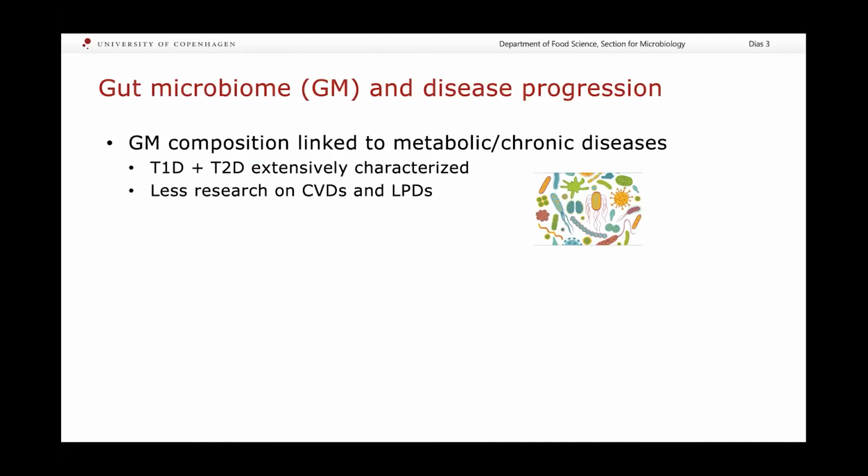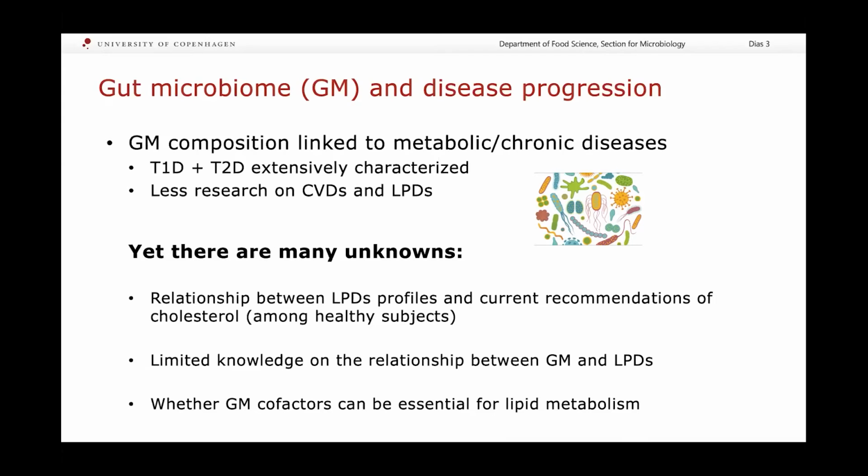On the other side of the spectrum, you have the gut microbiome as well, that within the last 10 years has been linked to disease progression, a lot of metabolic and chronic diseases, and most of the studies have been done with extensive characterization in type 1 diabetes and type 2 diabetes. And to a lesser degree, research has been done in relation to CVDs and the distribution of these lipoproteins in the body. So there are a lot of unknowns that we are still trying to research.